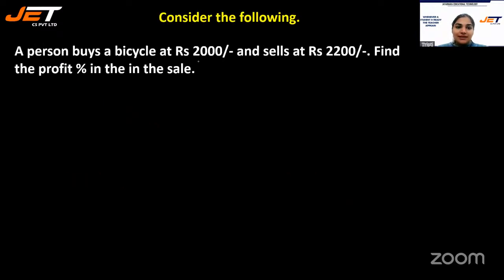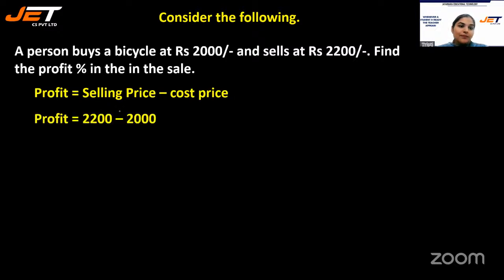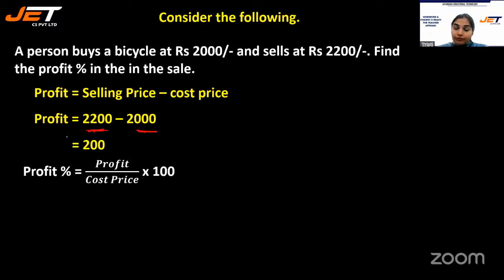A person buys a bicycle at 2000 and sells at 2200. Find the profit percent in the sale. How much profit is there? So what you need to do is, profit is selling price minus the cost price. Selling price is 2200 and cost price is 2000. Then you will subtract it. It will give you 200. Now to find the profit percent, it's profit divided by the cost price times 100. So what is the profit? Profit is 200 divided by the cost price, which is 2000, times 100.